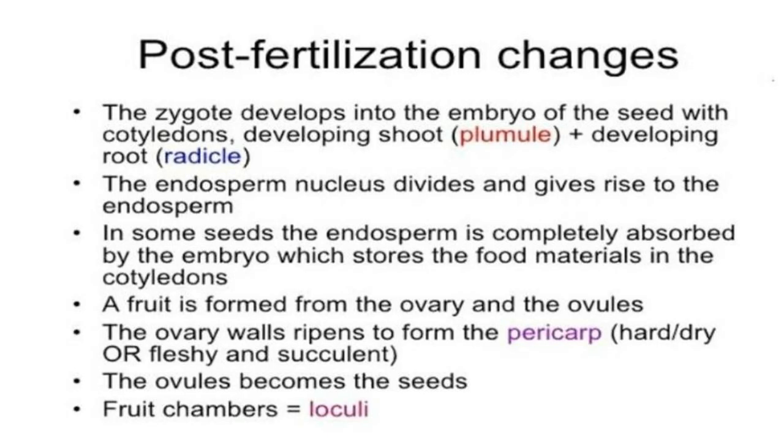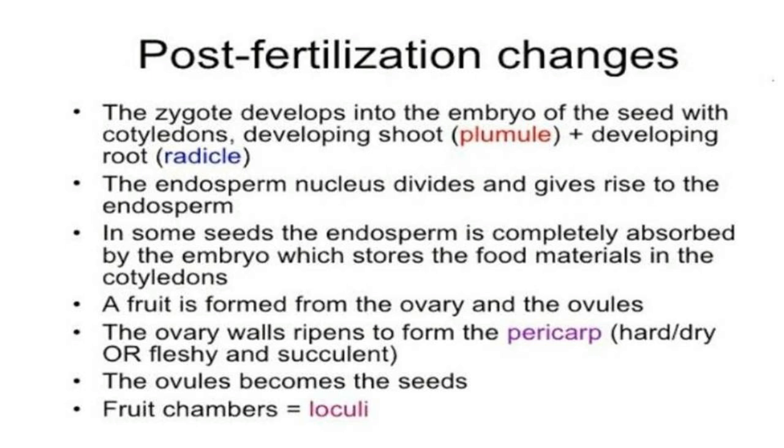Now from this observation we noted the list of changes that take place in the flower after fertilization. These are collectively called the post-fertilization changes. The zygote develops into an embryo of a seed, with cotyledons, developing the shoot and developing the root. The endosperm nucleus divides and gives rise to the endosperm. In some seeds, the endosperm is completely absorbed by the embryo, which stores the food material in the cotyledons.